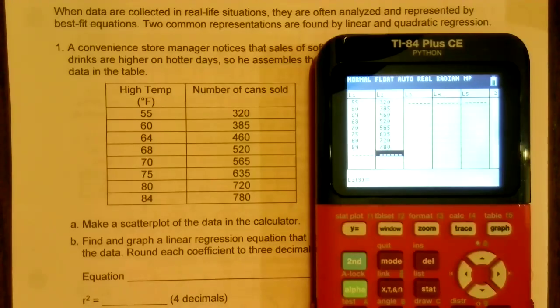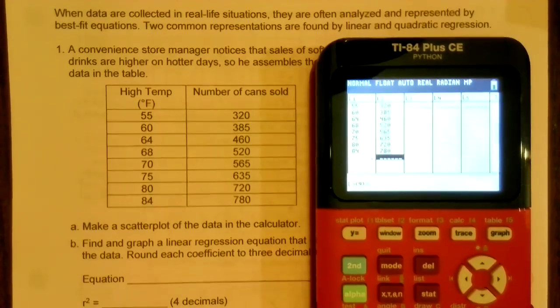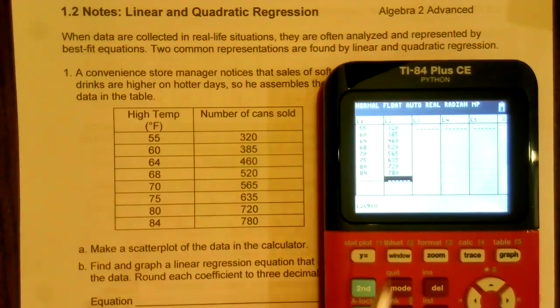All right, so I have all of the information in there. You do want to make sure you double check those numbers, verify that they're exactly the same as the table, because even one digit off is going to throw your whole equation off. So make sure that you double check that.